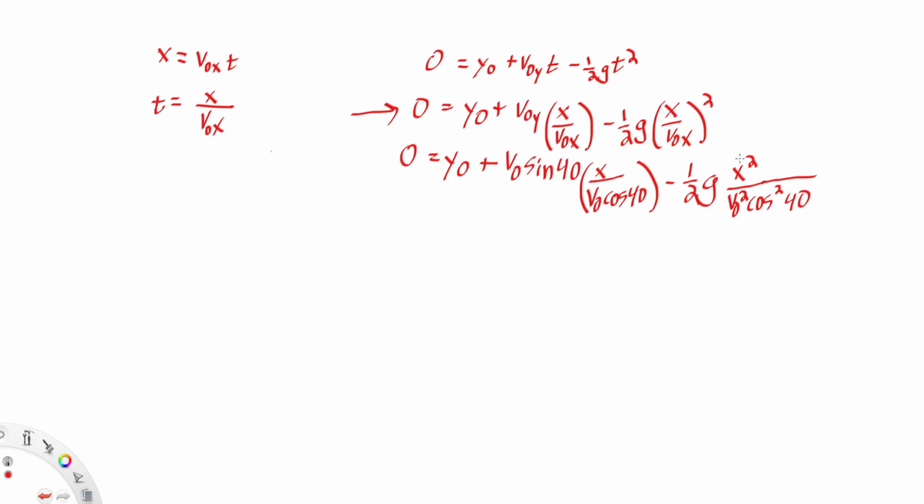And we don't even have to use the quadratic equation to solve for it this time, because this linear v naught, it actually cancels. So we have 0 equals y naught plus x sine 40 over cosine 40. That's tangent 40. That's an extremely messy tangent 40.